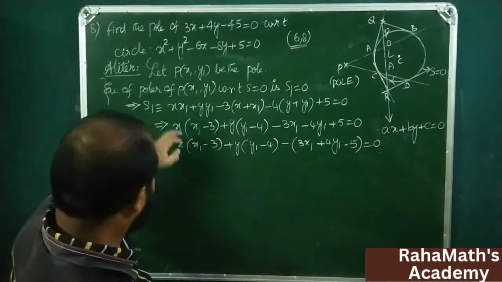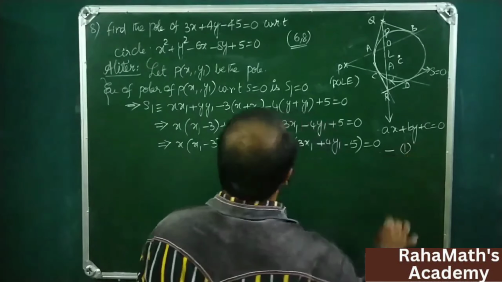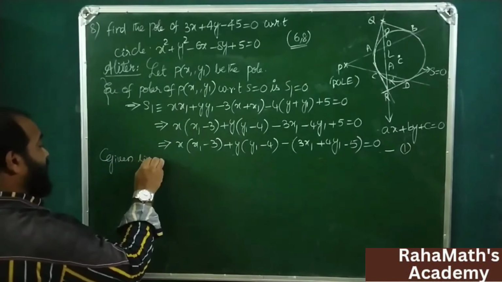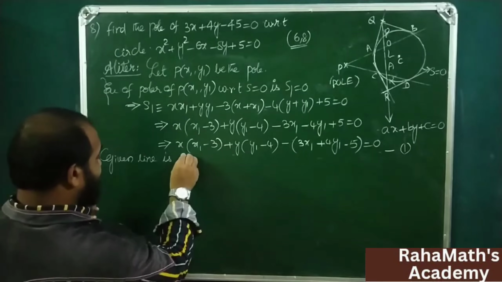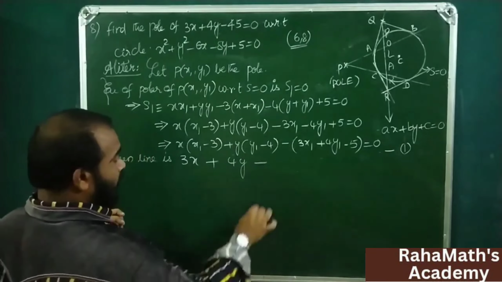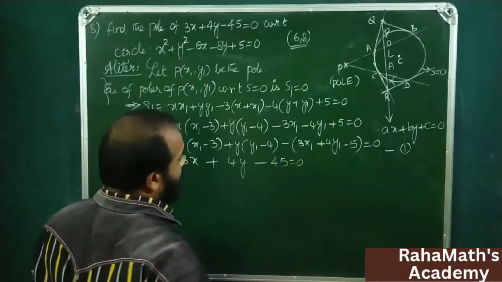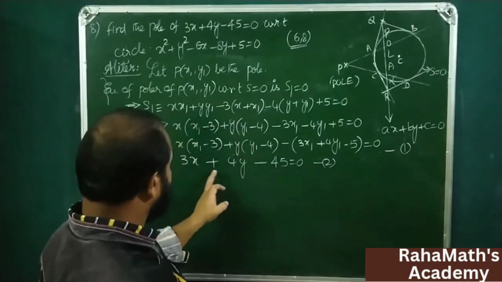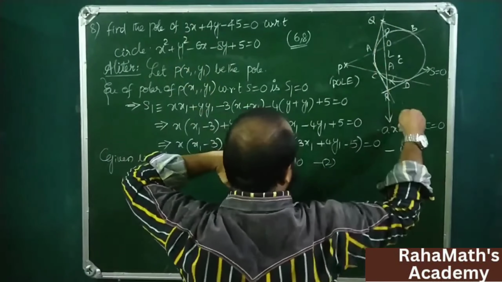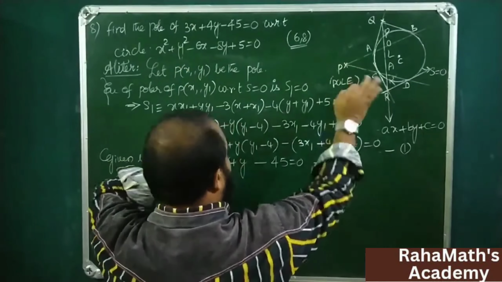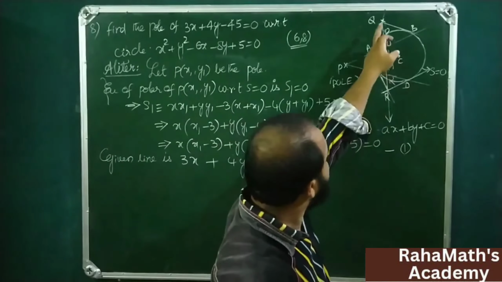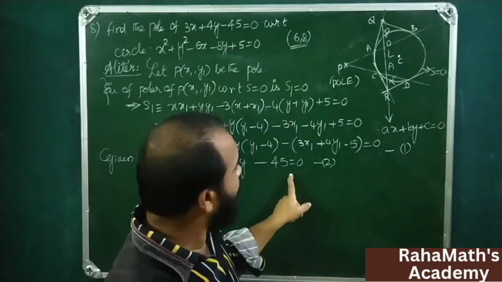Okay, let us suppose that this is the first line. So the given line is 3x plus 4y minus 45 equals 0. This is the line whose pole we are required to find. According to the question, this line is 3x plus 4y minus 45 equals 0.